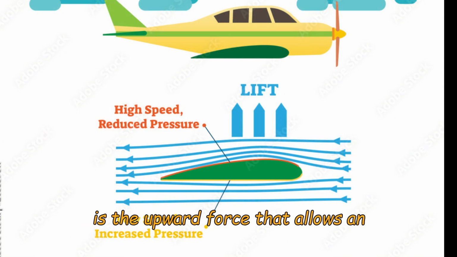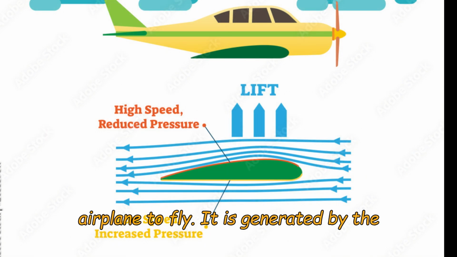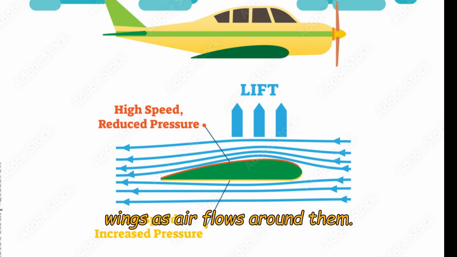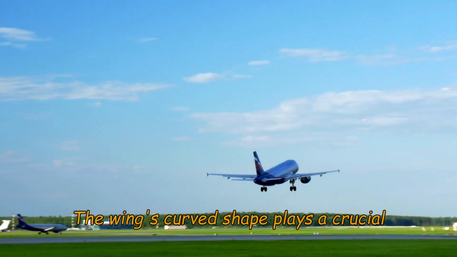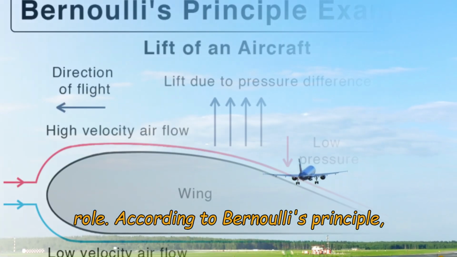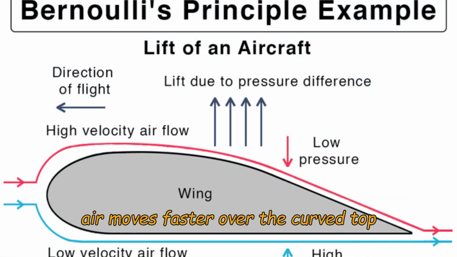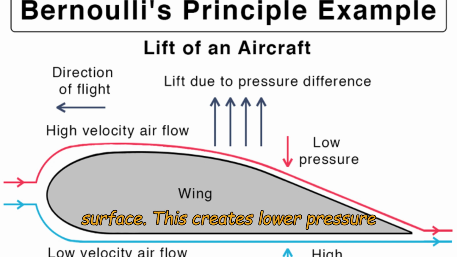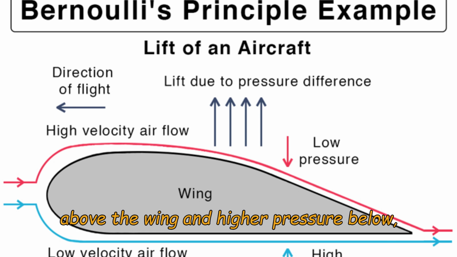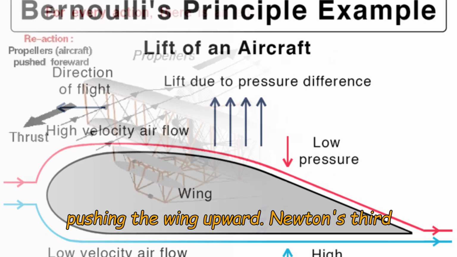It is the upward force that allows an airplane to fly. It is generated by the wings as air flows around them. The wing's curved shape plays a crucial role. According to Bernoulli's principle, air moves faster over the curved top surface and slower under the flat bottom surface. This creates lower pressure above the wing and higher pressure below, pushing the wing upward.